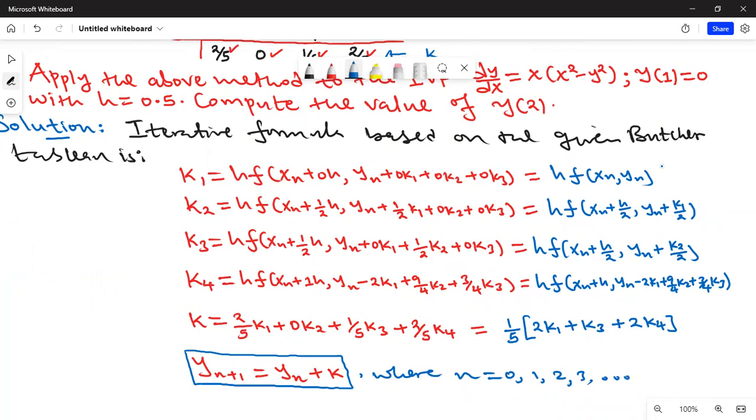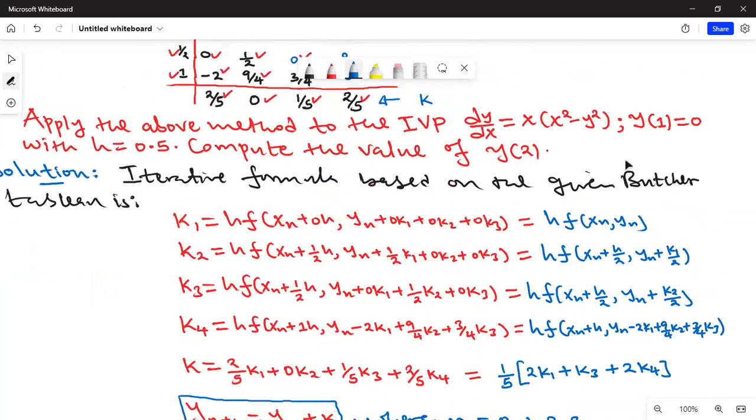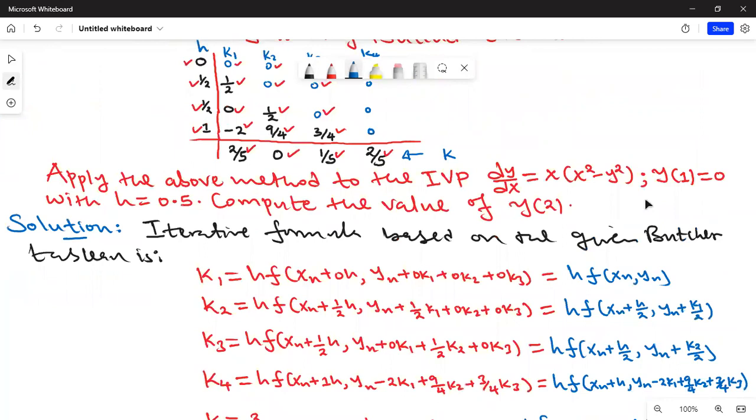But from the given problem, look at our ODE. Let me take you back. If you look at our initial conditions, of course, this is our x naught, which is 1, and the 0 here is our y naught. This function here is our f of x, y.